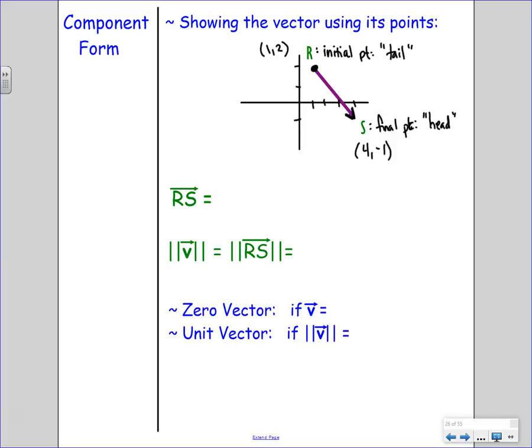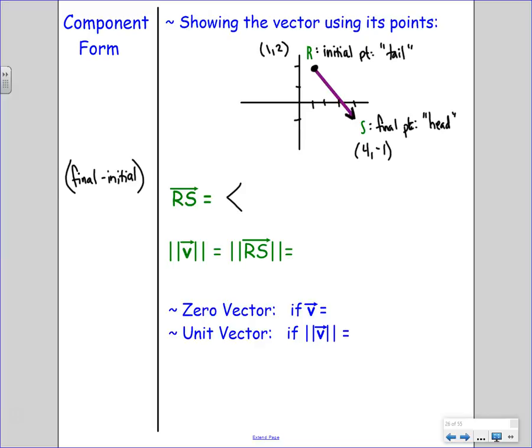Okay, if we wanted to show the vector using its points, using its components, we just use the components to find the magnitude using Pythagorean theorem. But what we could say is we could actually name this vector with its points, and here's how we would name it. We would name it by taking, I'm going to write this off to the side, the final minus the initial. The final minus the initial.